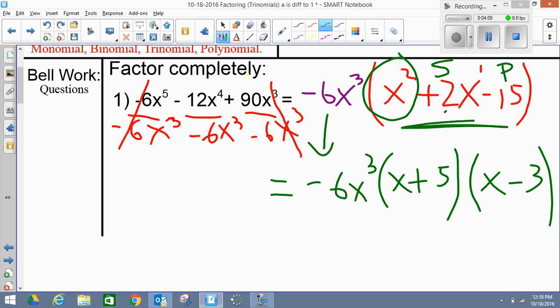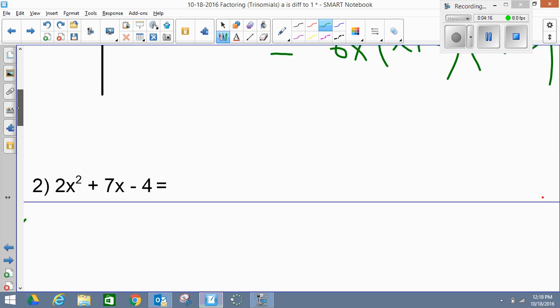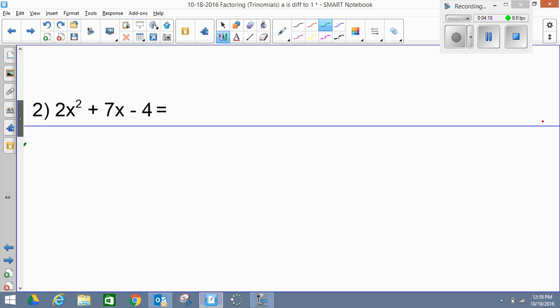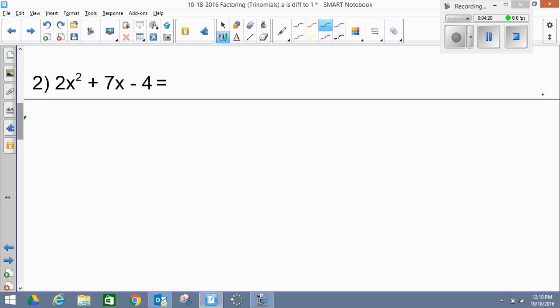Today the idea is to factor trinomials that have a leading coefficient different from 1. So here in problem number 2, I can see that I have a leading coefficient equal to 2. So that's what I'm going to address today. Now, the process here is different. The first step you have to do is multiply my leading coefficient times my constant. Multiply those two.